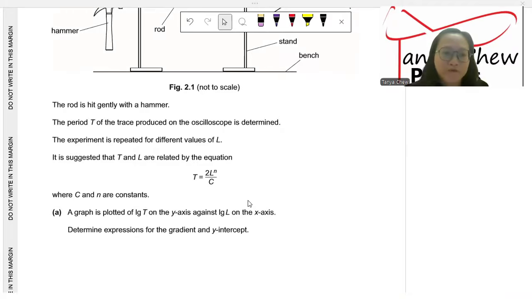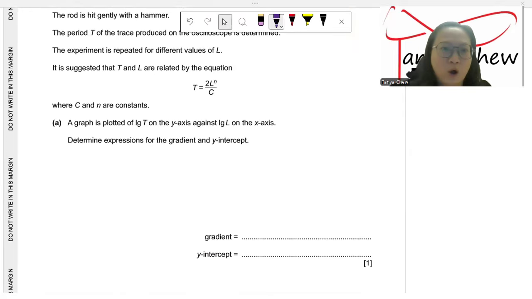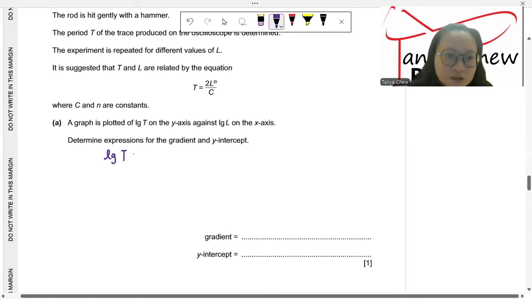Now, a graph is plotted of log t on the y-axis against log L on the x-axis. Determine expressions for the gradient and the y-intercept. Since they already told us that they want us to plot the log graph, you have to log both sides. So log t is equal to log of the whole thing, 2L to the power of n divided by C. Log t is not a problem.